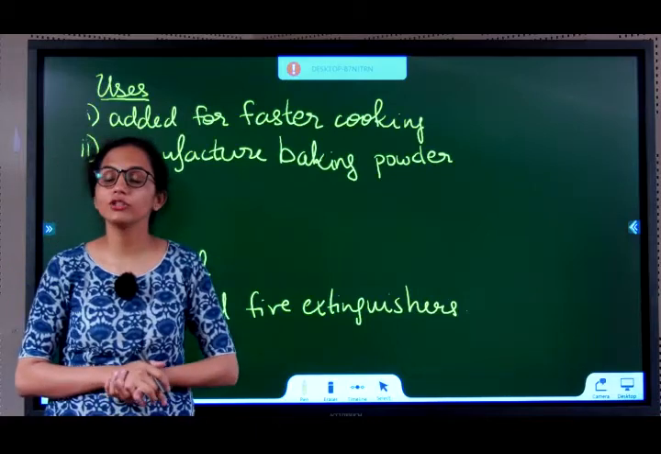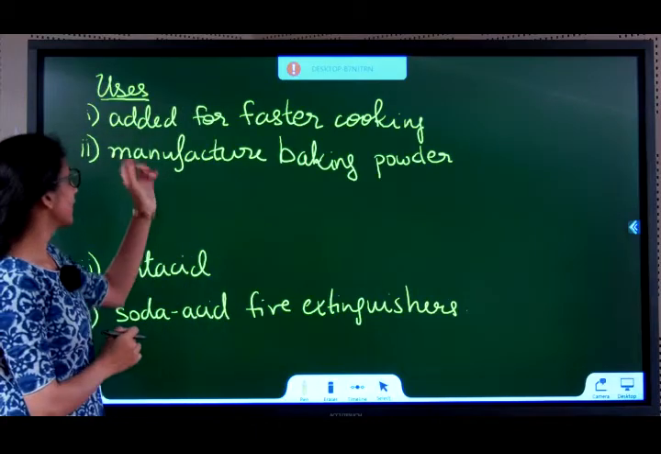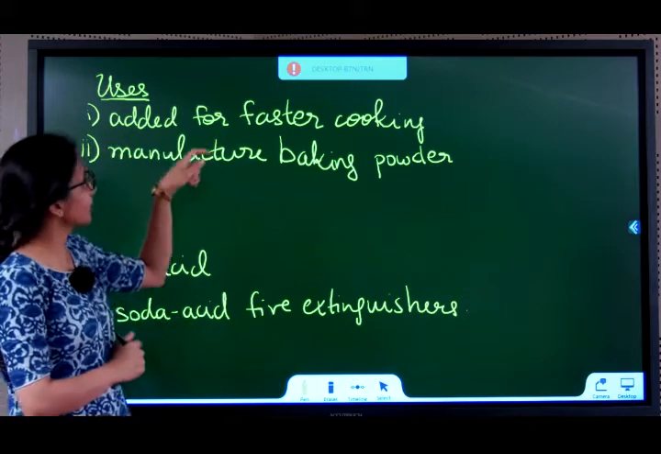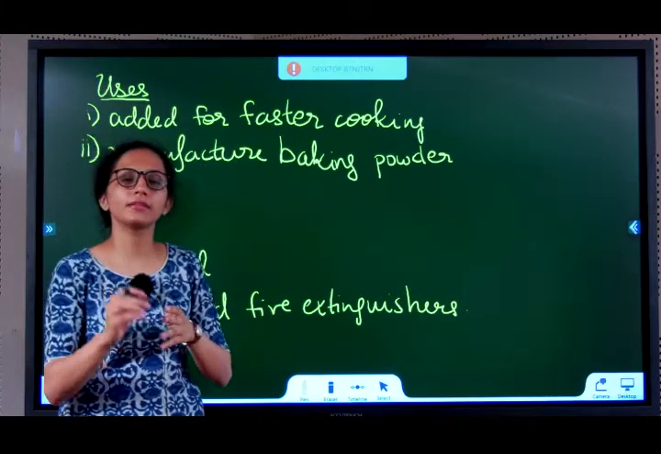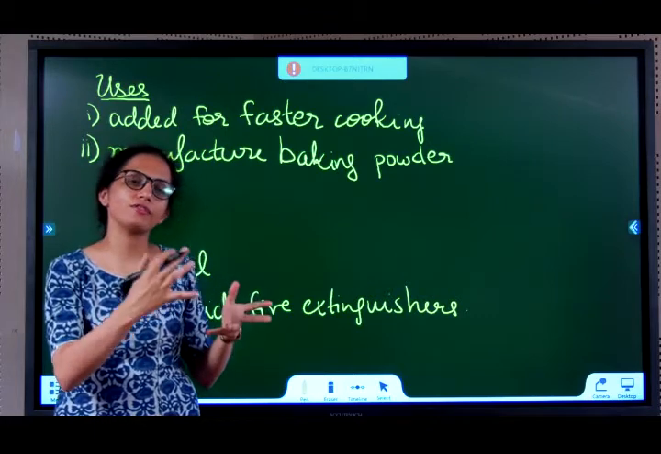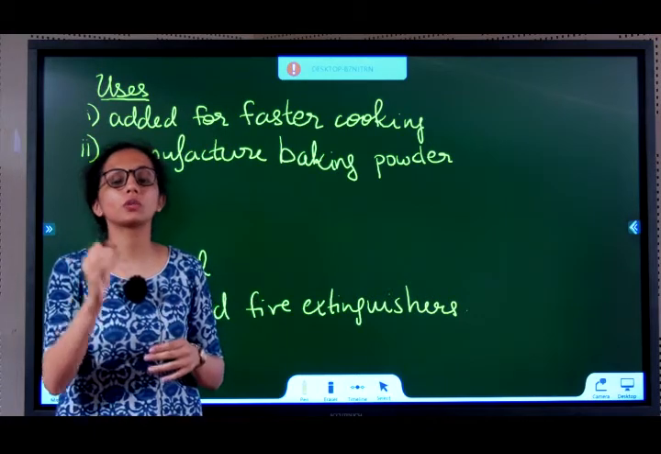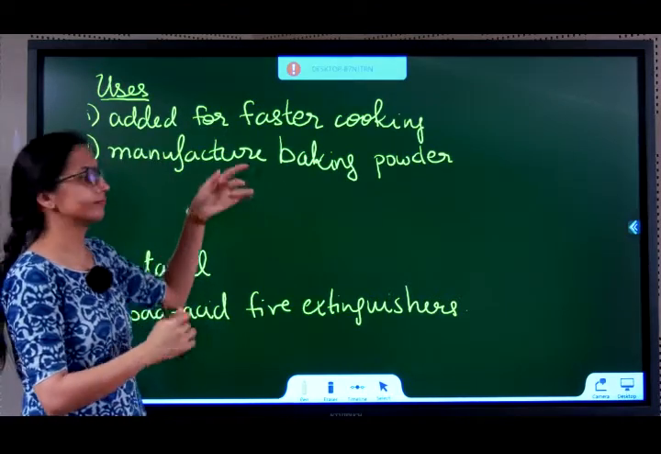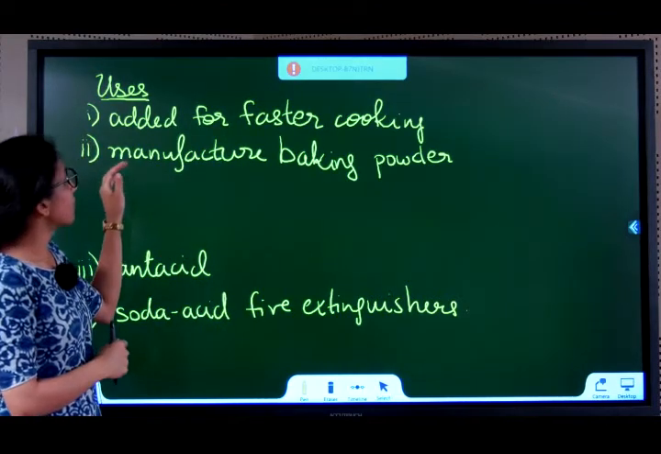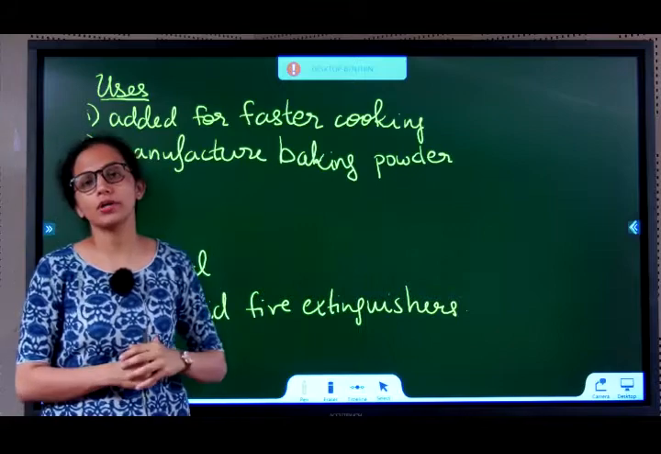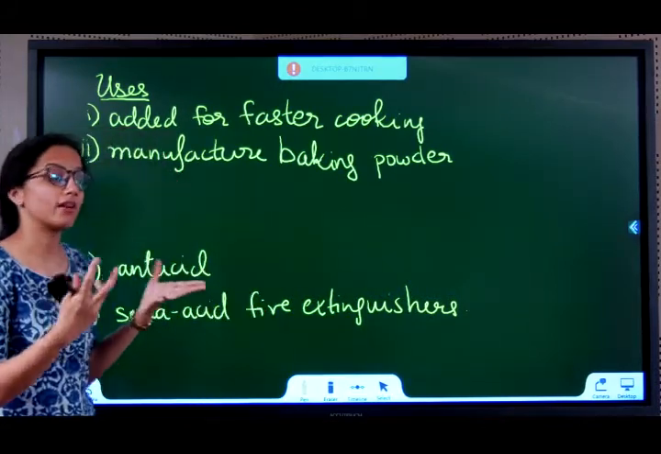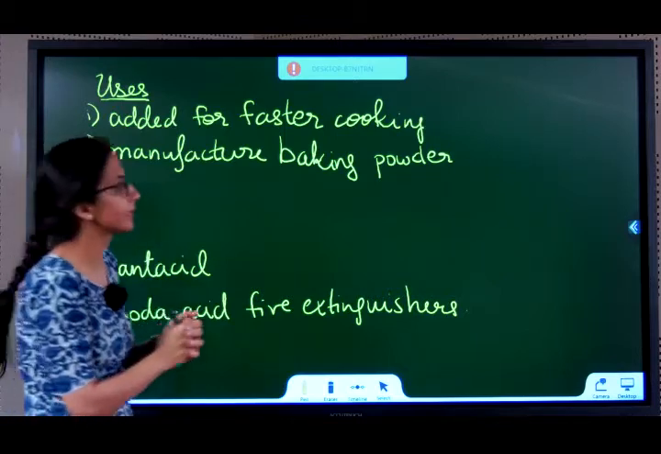Let us see a few uses of baking soda. It is used for faster cooking, which is why sometimes in your food items, even in few canteens and restaurants, you find soda in their food, which is not very good for health, but they use it. Manufacturing of baking powder. What is baking powder? How does sodium hydrogen carbonate help it?